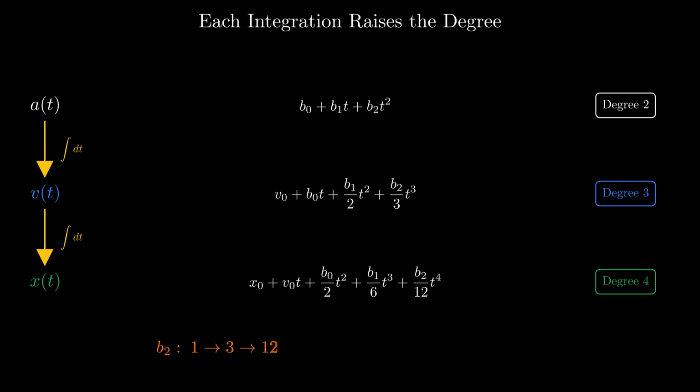Look at the coefficient b2. In acceleration, its denominator is 1. In velocity, it becomes 1/3, and in position, it becomes 1/12. So the chain runs 1, 3, 12. Likewise, for b1, the denominator chain runs 1, 2, 6. This pattern holds for any polynomial acceleration.